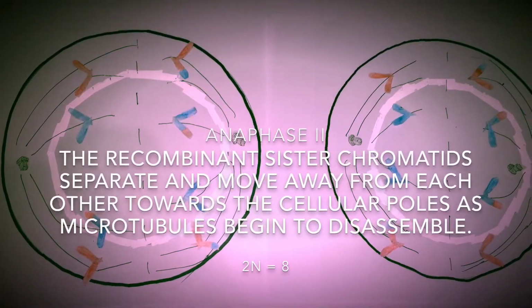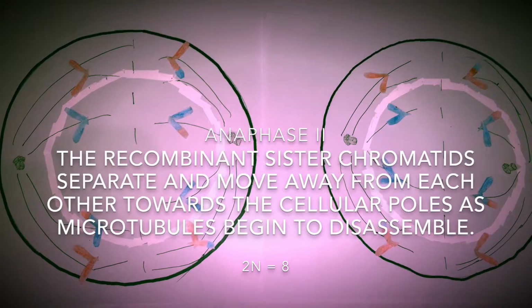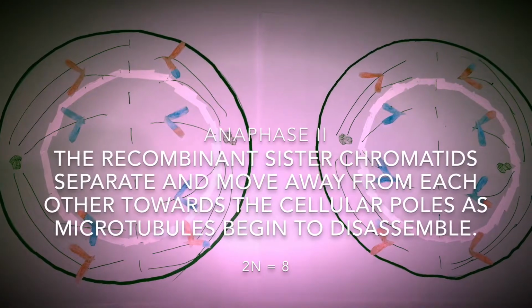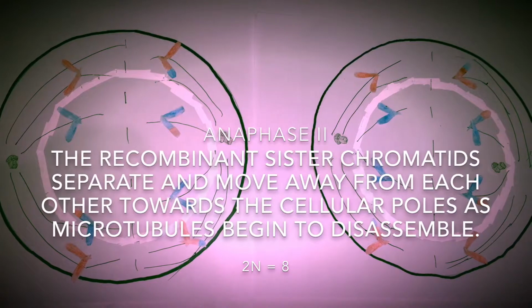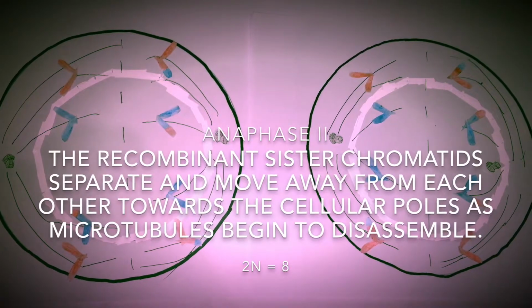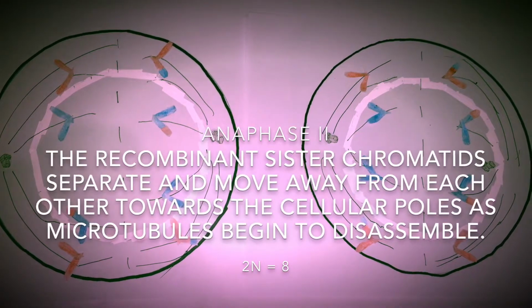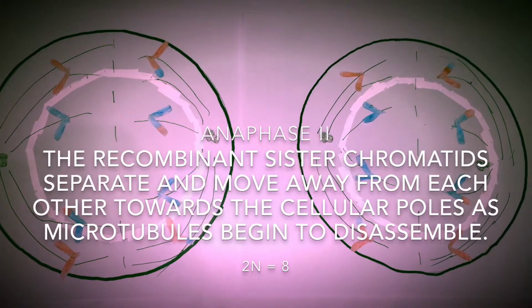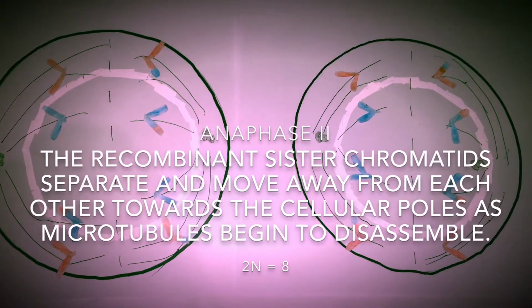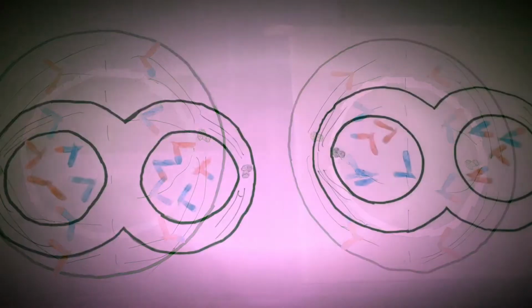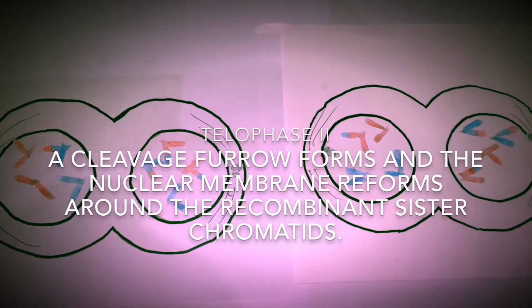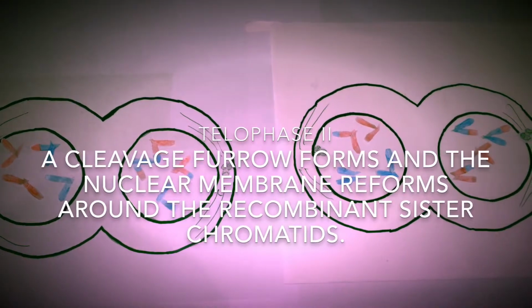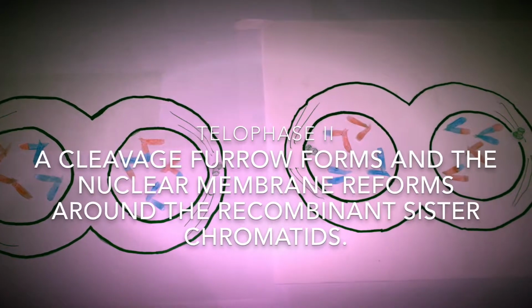Anaphase 2. As shown in the image, the recombinant sister chromatids separate and move away from each other towards the cellular poles as microtubules begin to disassemble. The centrosome on each homologous pair dissolves as the sister chromatids separate. Now, 2n equals 8. Telophase 2. The cleavage furrow forms and the nuclear membrane reforms around the recombinant sister chromatids.